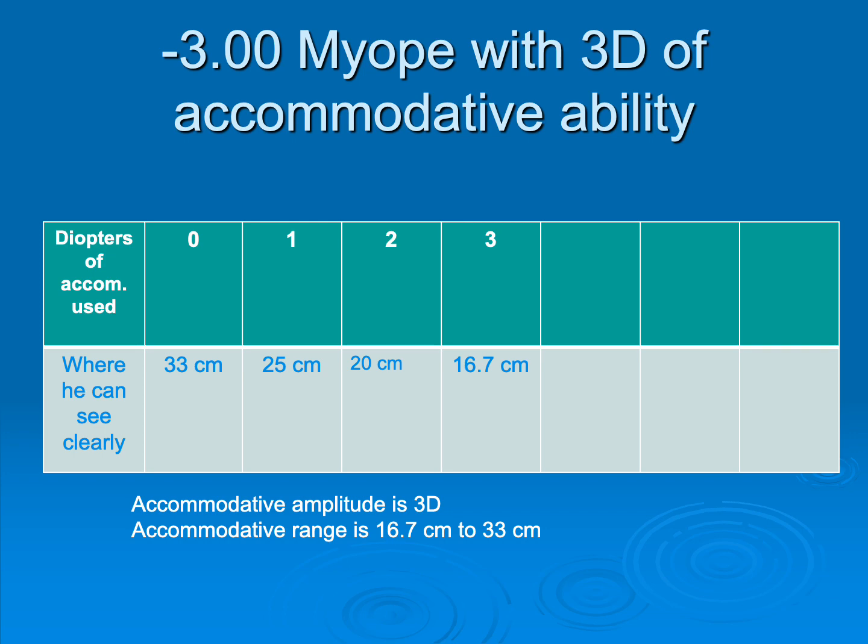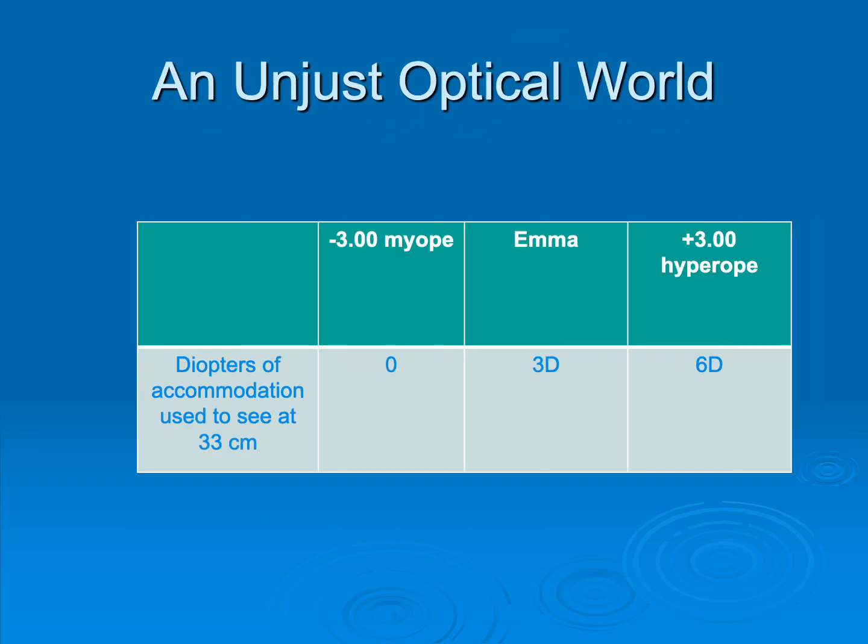If I have a myope with 3 diopters of accommodative ability, you can see here that they can see even closer, 16.7 centimeters, because they're not using their accommodation for anything else. They might as well use it to see really close things. Now here we have a younger myope with 6 diopters of accommodative ability, and they can see as close as 11.1 centimeters. So you can see that the myopes have a huge advantage when it comes to looking up close. And it really isn't fair.